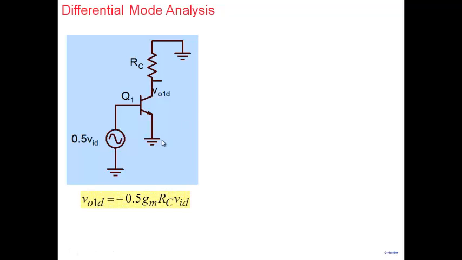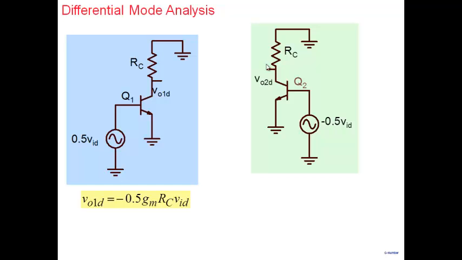Common emitter amplifier. And you know the gain of this amplifier, V01D, would be minus, because this is 0.5 VID. So that's why 0.5 VID. And the gain is minus GMRC. So that's what we write. V01D is minus 0.5 GMRC VID here. If I look at this side here, the right hand side was also ground here. So the output voltage would be again the same gain here, minus, but minus and minus they cancel, and so you get plus. So you get V02D equals 0.5 GMRC VID.